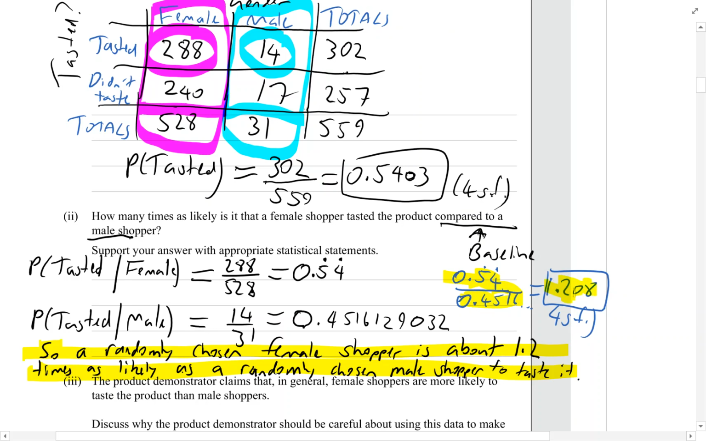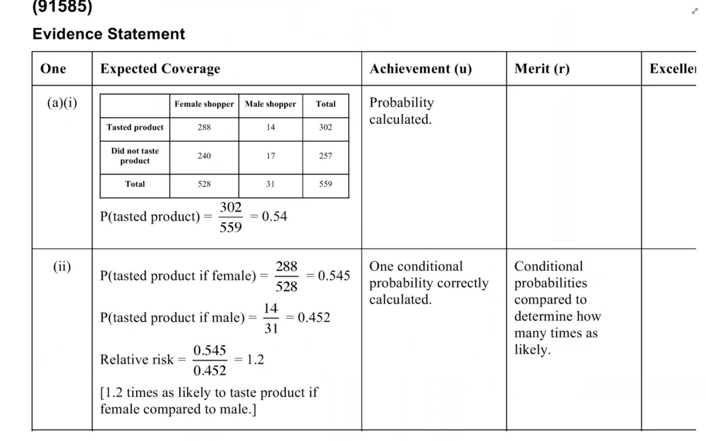Okay, so if we look at how that was marked, and it says here that for merit, which was the maximum credit for that question, you needed the conditional probabilities compared. So that's like this, and they wanted us to divide it to get 1.2 to determine how many times is likely. 1.2 times is likely. Some people subtracted instead of divided, but when you're comparing conditional probabilities to say how many times is likely something is, we have to divide.